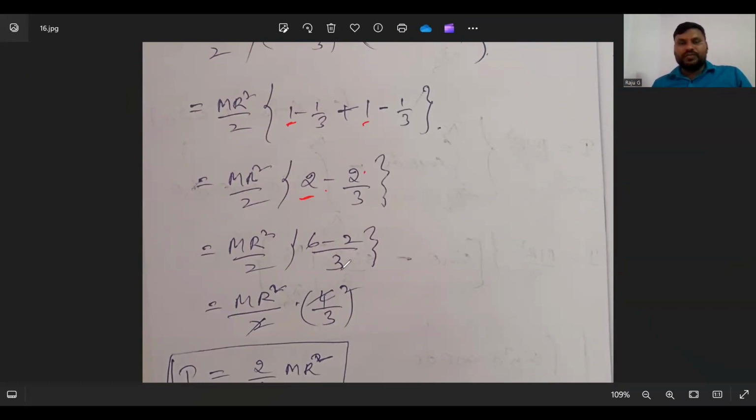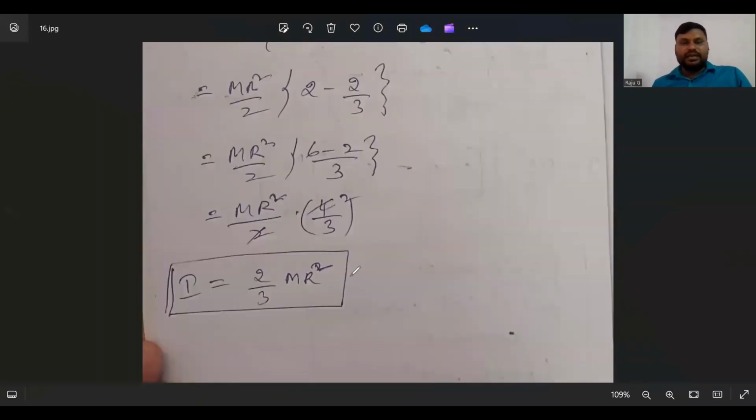And do the simplification. 3 twos are 6, 6 minus 2 is 4, so 4 by 3. So 2 ones are 2, 2 twos are 4, so 2 by 3. So finally, we get the moment of inertia of the shell as 2 by 3 mR square. Moment of inertia of the shell is 2 by 3 mR square.